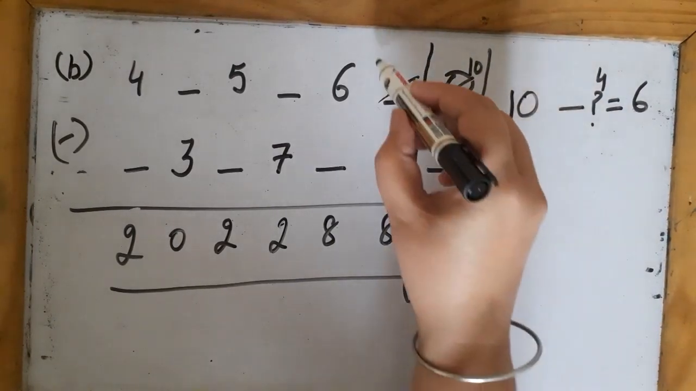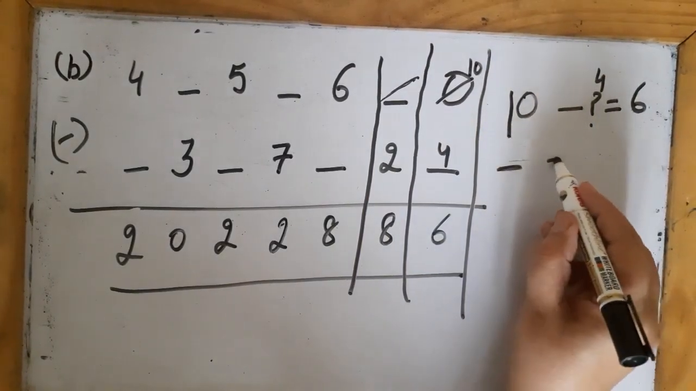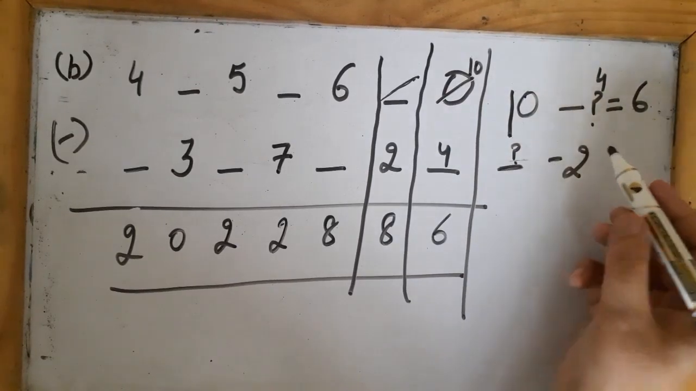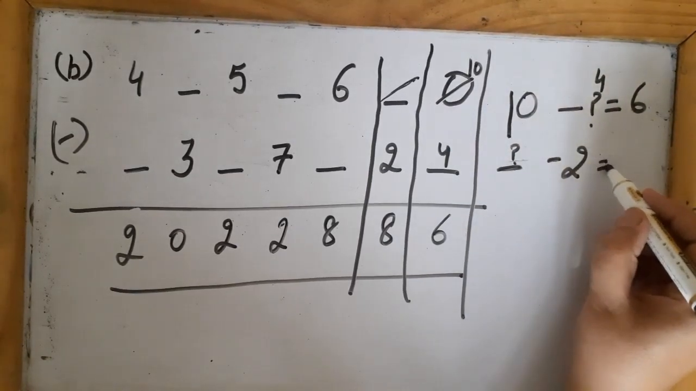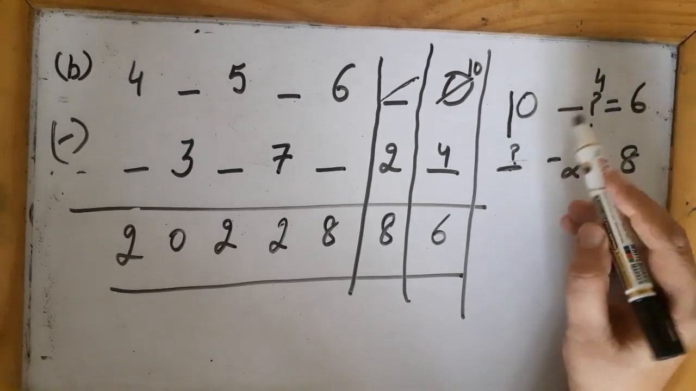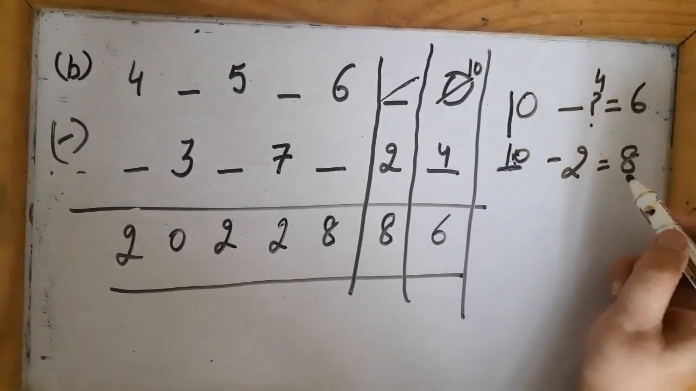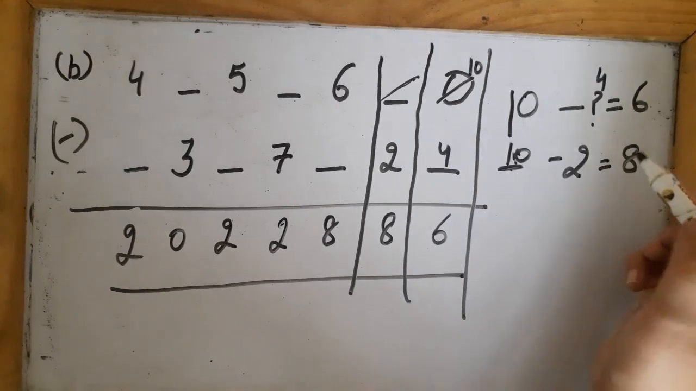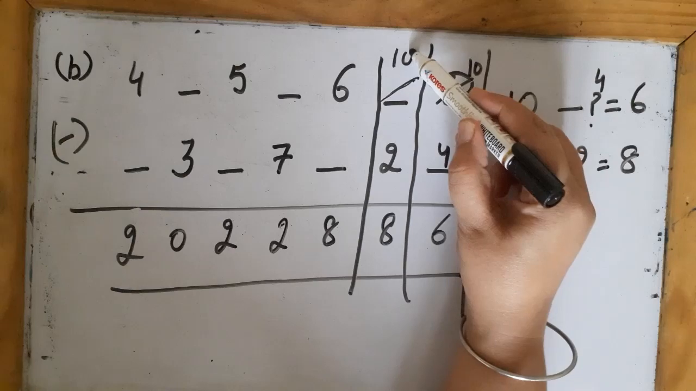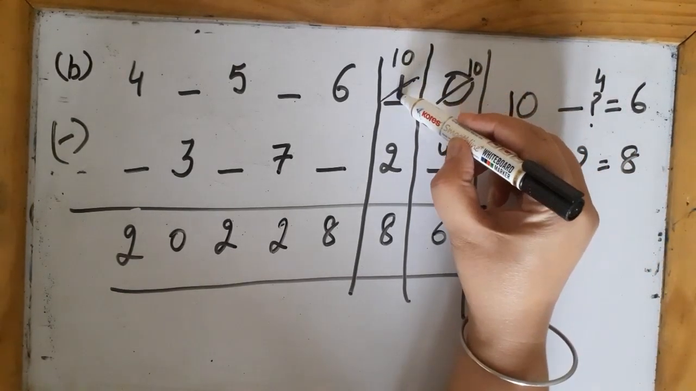Now I come to the tens place. In the tens place you can see from what number I should subtract 2. I have to find the first number. From the first number, what should I subtract? If I subtract 2, I should get 8. From what number should I subtract 2 so that I get 8? If I subtract 2 from 10, I'll get 8. So after borrowing, this number has become 10, but originally this number must be 1.